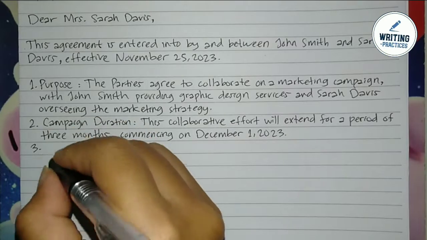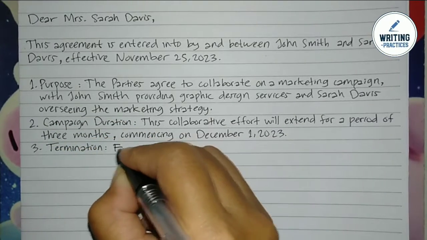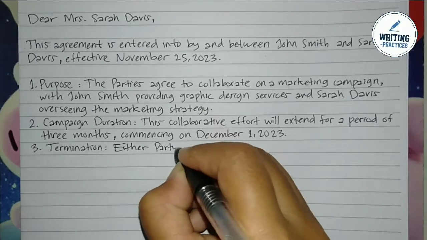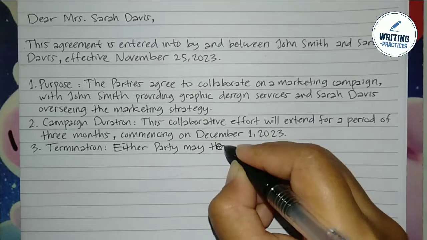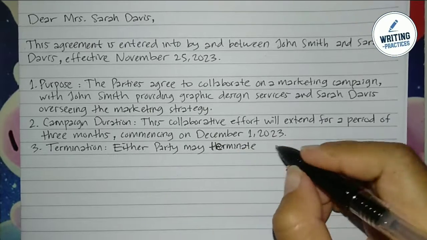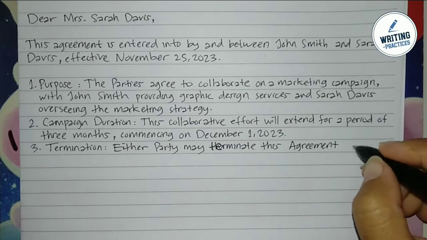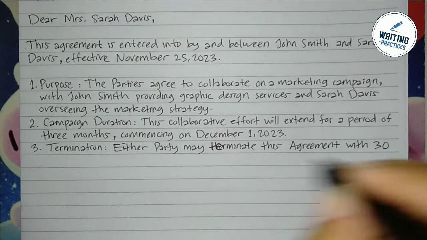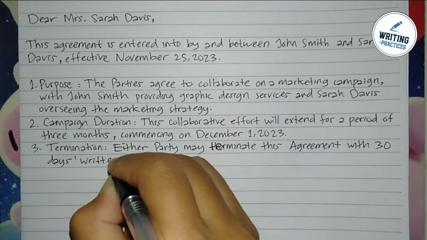Number 3. Termination. In this section, write the terms and conditions about termination. What you or the recipient must do if one of you or both want to terminate the agreement. For example, either party may terminate this agreement with 30 days written notice.